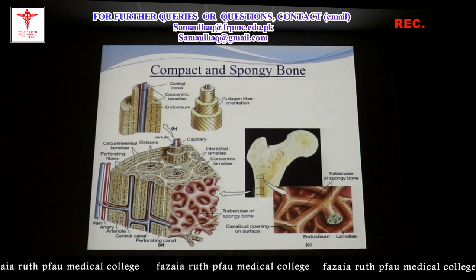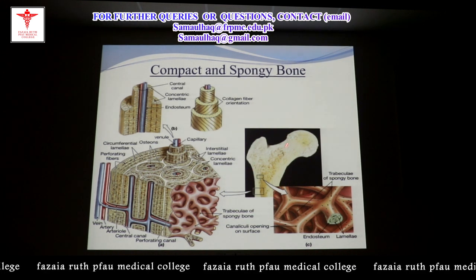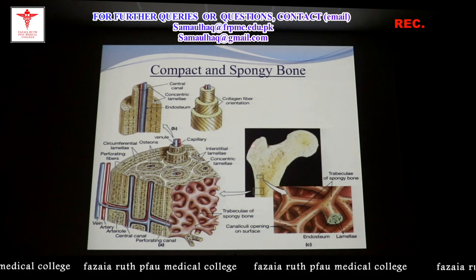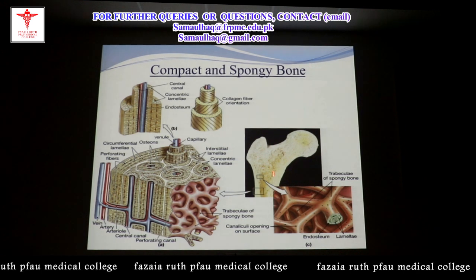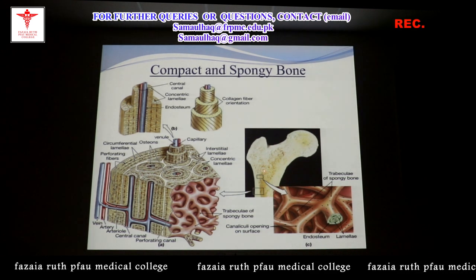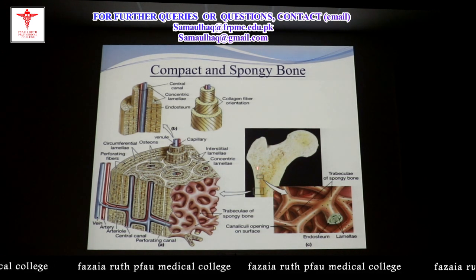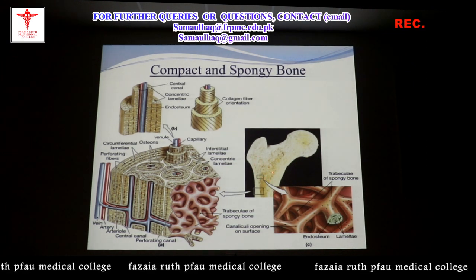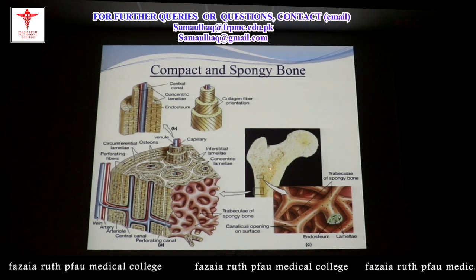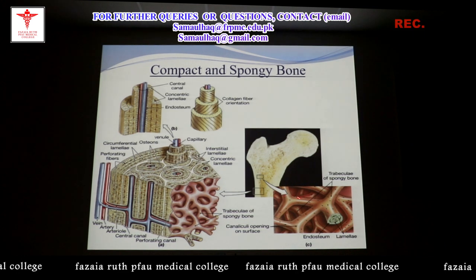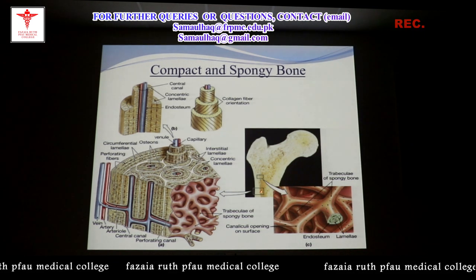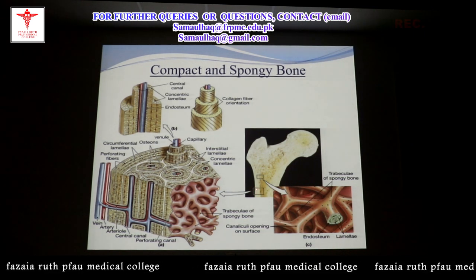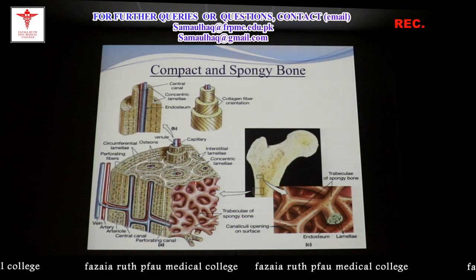If we see here, this is a long bone with the head, neck, tubercle, as well as the starting of the shaft area. In the upper area, which is the head area, we can see that we have a spongy bone, and in the shaft area the peripheral part of the bone is known as compact bone.